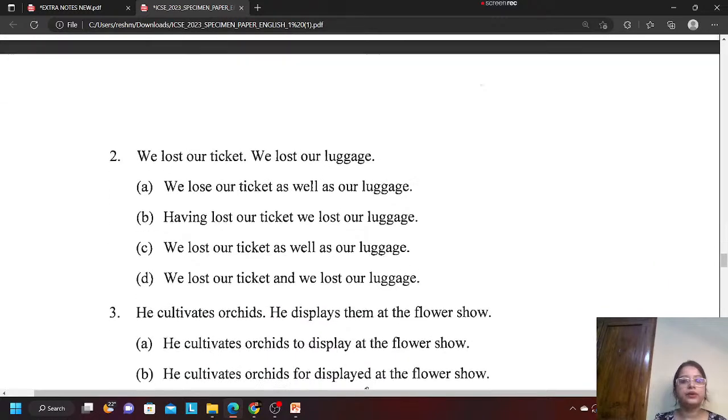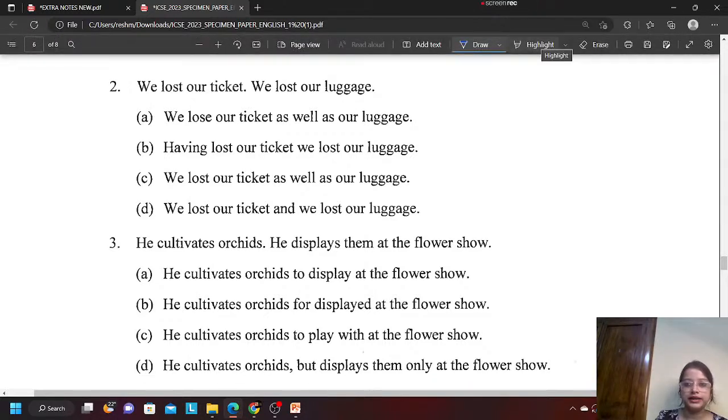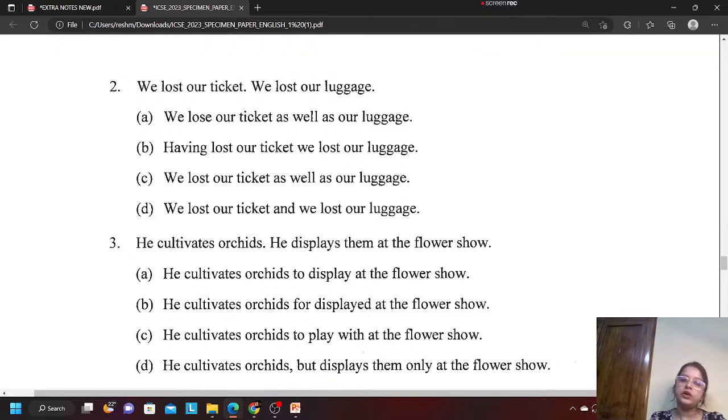Yes, next one, second one. We lost our ticket. We lost our luggage. It's correct. Yes, option number 1A is correct. Next one, we lost our ticket, we lost our luggage. We lose our ticket as well as our luggage. Having lost our ticket, we lost our luggage. We lost our ticket as well as our luggage. We lost our ticket and we lost our luggage. Think and say, okay? Think and answer. Everybody, think and answer.